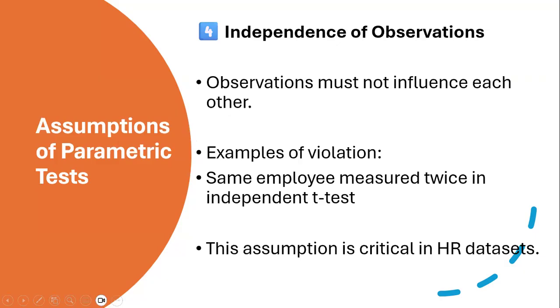Now, independence of observations. This assumption also states that the observations that you are trying to measure should not influence each other. The moment they start influencing each other, you will not be able to generate their independent states.